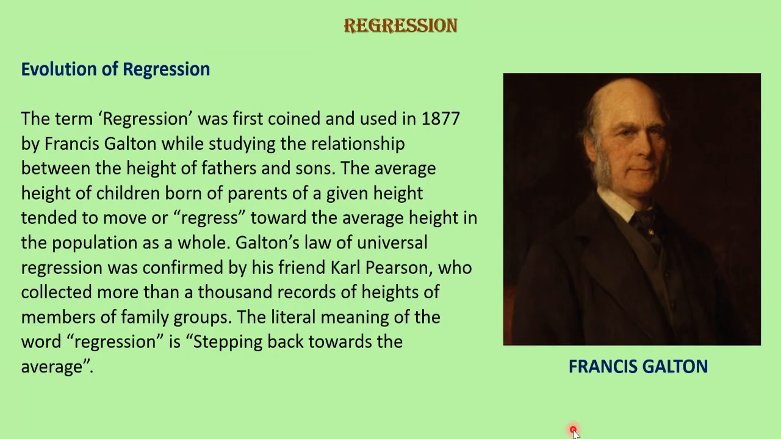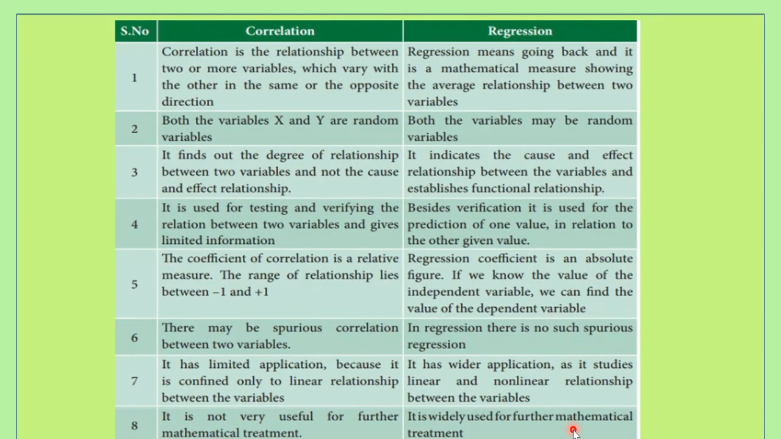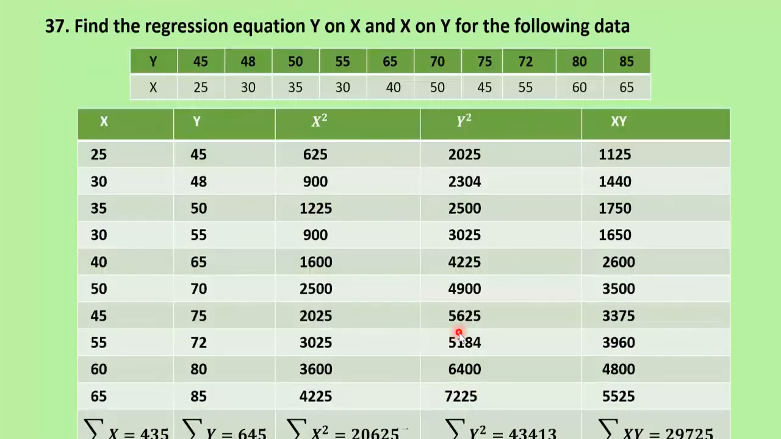Then you have a tabular column also in your textbook. Differences between correlation and regression. That will be the answer for question number 31. The difference between correlation and regression. This is the answer for question number 31. Then you have to work out this problem 37. Find the regression equation y on x and x on y for the following data.